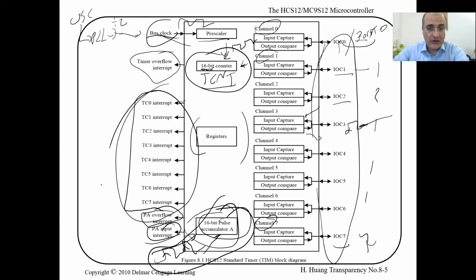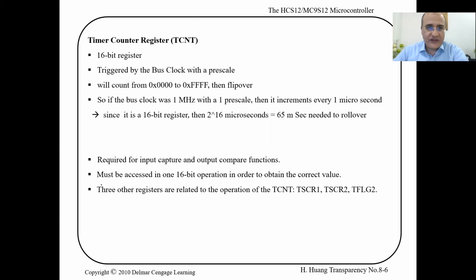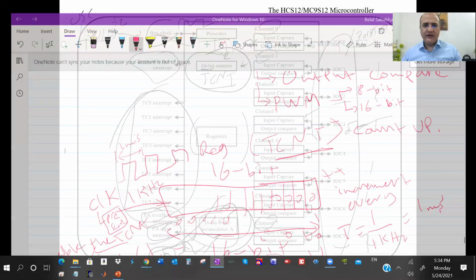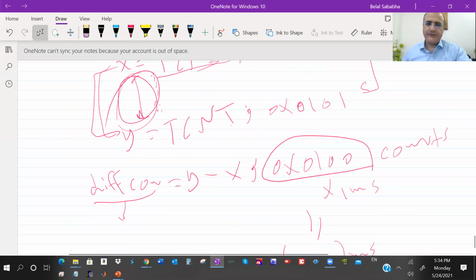Okay, let me talk about what is input capture and what is output compare roughly, so that you are familiar with the terminology, and then go back to the details.